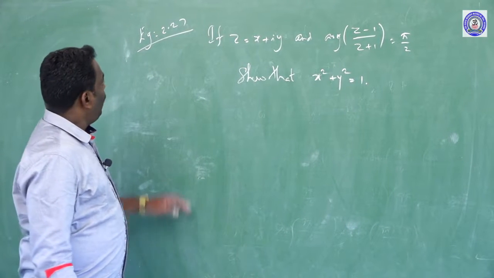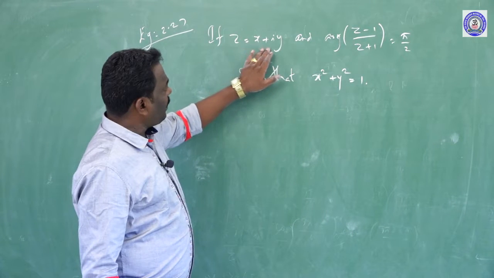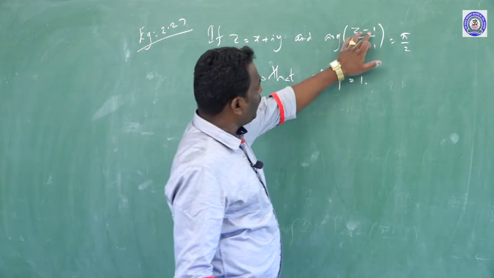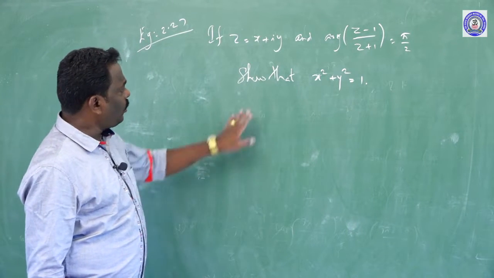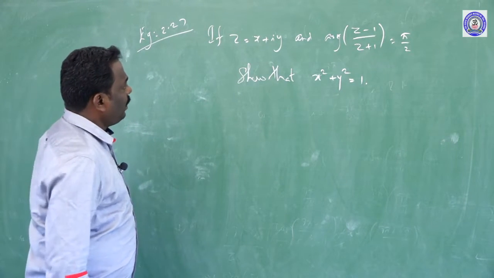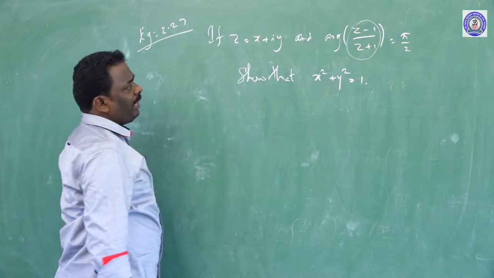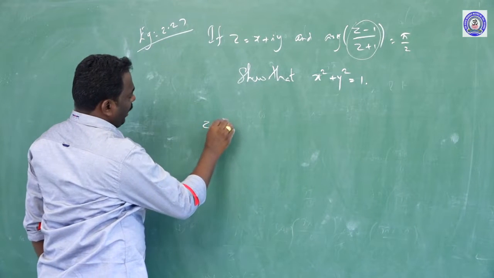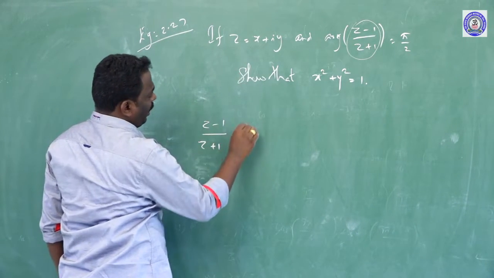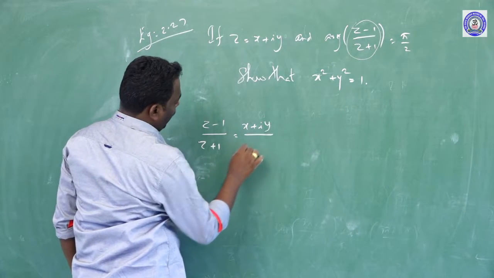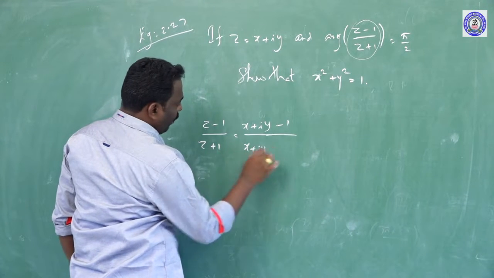Okay, see the next example, 2.27. If z equals x plus iy, and the argument of (z − 1)/(z + 1) equals π/2, which is 90 degrees, then show that x² + y² = 1. Now first of all, to simplify this term (z − 1)/(z + 1), with z equal to x + iy, it is (x + iy − 1)/(x + iy + 1).